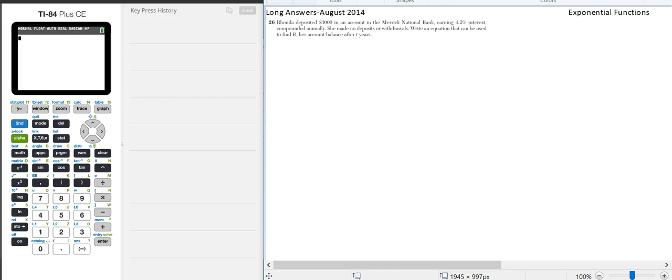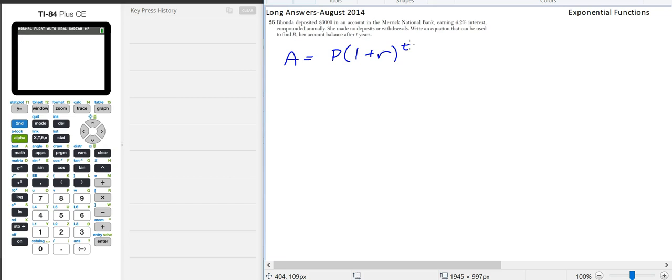All exponential growth functions are in the form A is equal to P times (1 plus r) to the t. A is the amount after 2 years, P is the principal or the original amount, r is the rate as a decimal, and t is the time. We're going to plug in whatever we know here to solve for her balance.